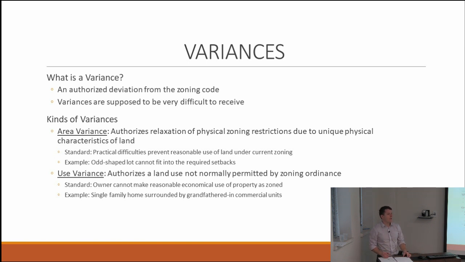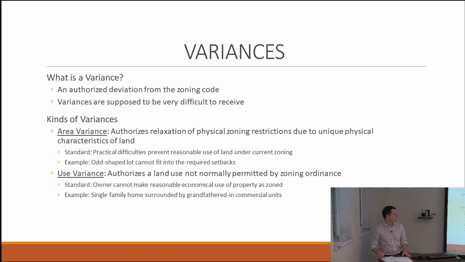And then there are use variances. Use variances are authorization to have a land use other than one that's normally permitted in that area. These are very rare to get. The standard for a use variance is that you can't make a reasonable economic use of the property as it's zoned. That's a difficult bar. You've got to be able to convince the zoning hearing examiner or the Board of Zoning Appeals that you just can't have any reasonable use of this property that is beneficial based off some hardship.